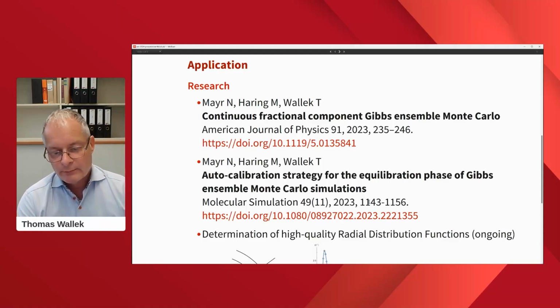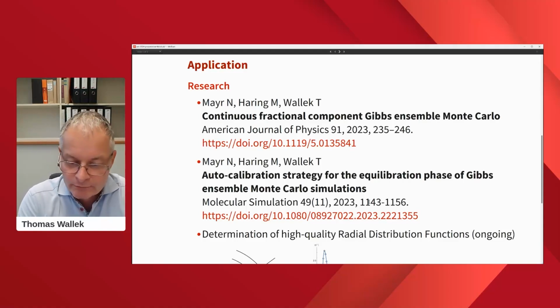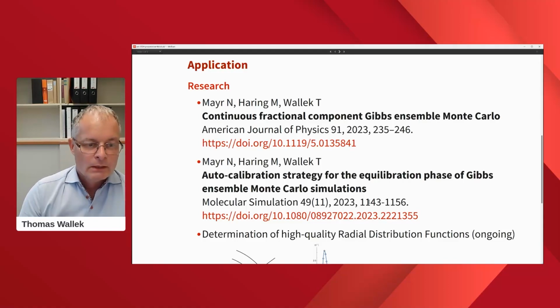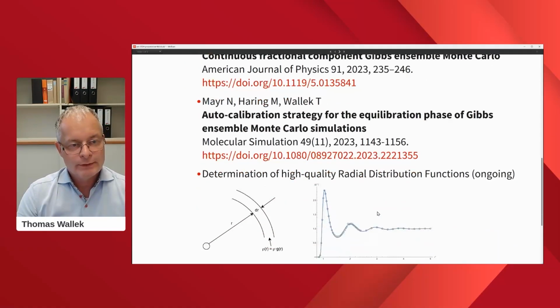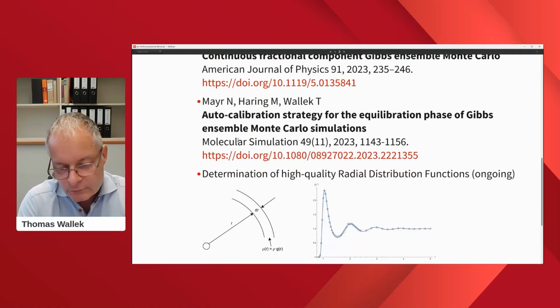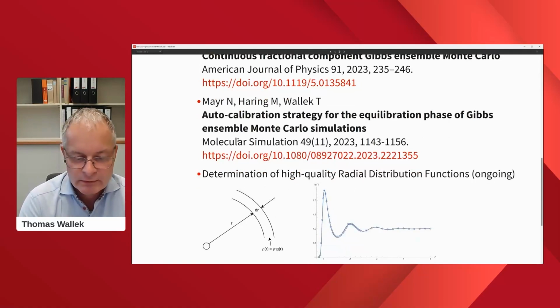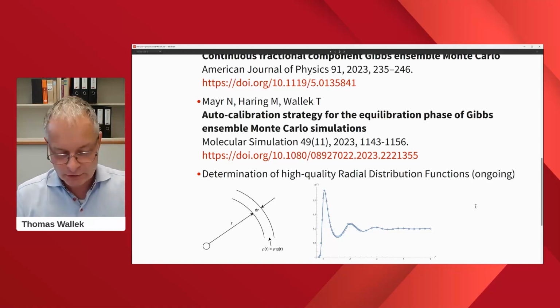Then in the second paper, we implemented an auto-calibration strategy for the equilibration phase in order to enter the production phase with an optimized set of trial moves. And currently, we use the software to determine radial distribution functions or pair correlation functions from the simulations as exactly as possible to gain information about the local density of a fluid as a function of distance from a central molecule. Here you see such an example of a pair distribution function.